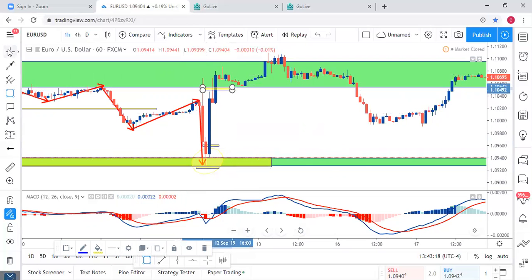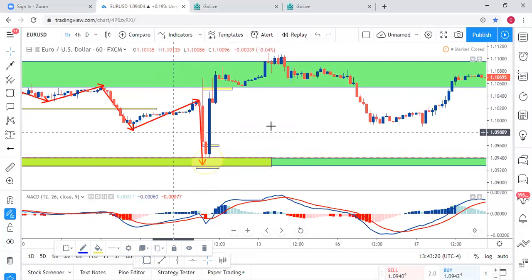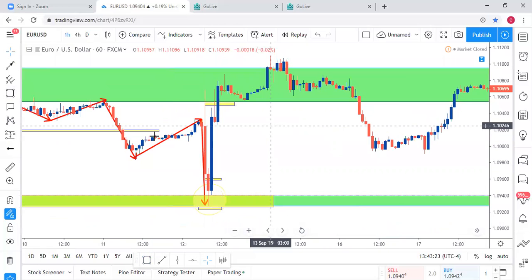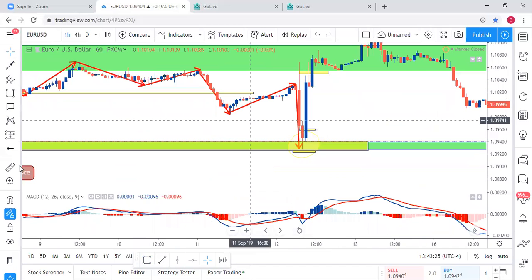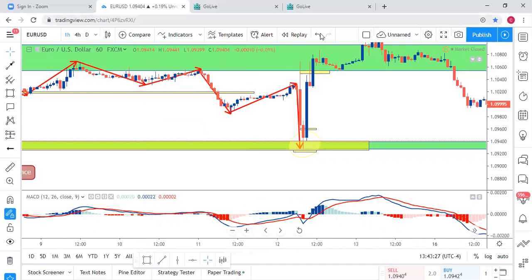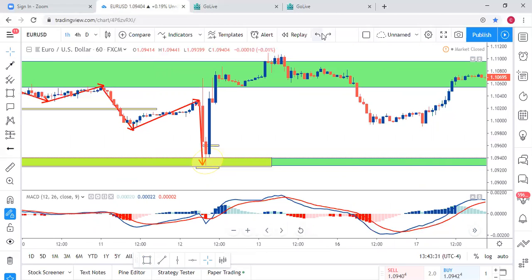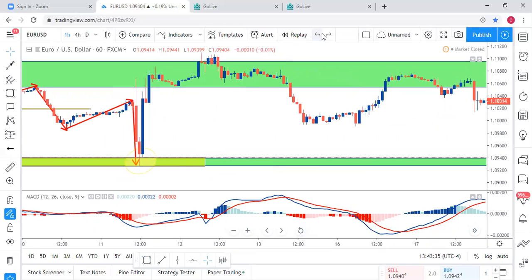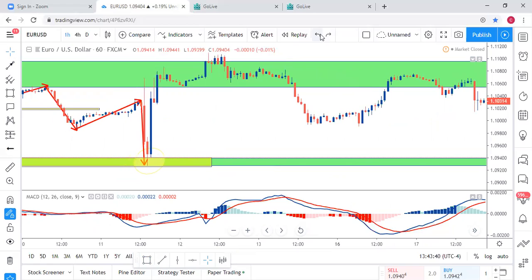All right, so just making sure that you all can have some more clarification on where you can put entries, stop losses, take profits, and stuff like that. Okay, so this is daily trading support and resistance. I don't want to make the video too long.